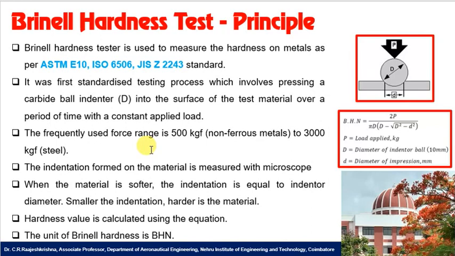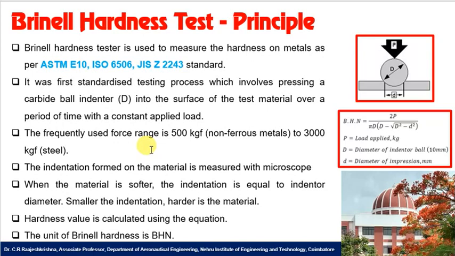It was the first standardized testing process, which involves pressing a tungsten carbide ball indenter into the surface of the test material over time with constant applied load. The force is in the range of 500 kgf to 3000 kgf. If it is non-ferrous metals, the load is 500 kgf. If it is ferrous metals, the load is 3000 kgf. The indentation formed on the material is measured with a microscope.